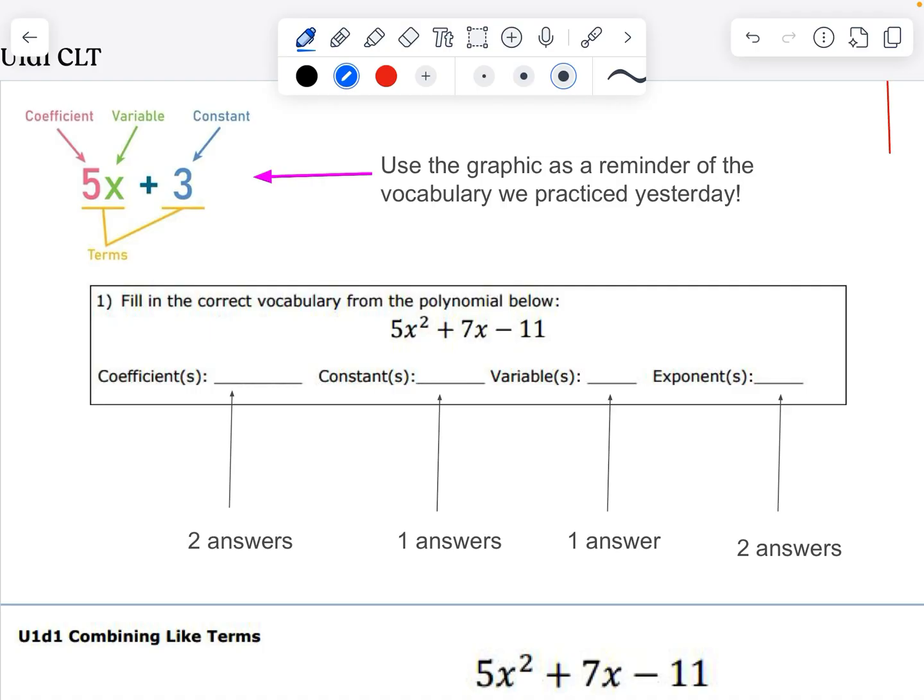If you were here yesterday, you got the basic vocabulary that I've put right up here just kind of as a reminder. All right, and so this box right here is on your worksheet today. So take a look at this right here as reminders and go ahead and start filling in what your thoughts are right here. Okay.